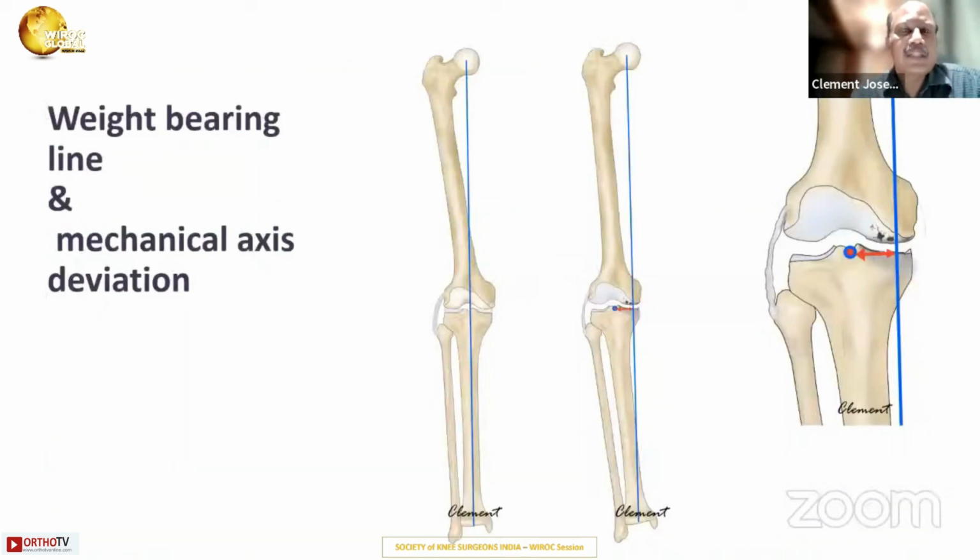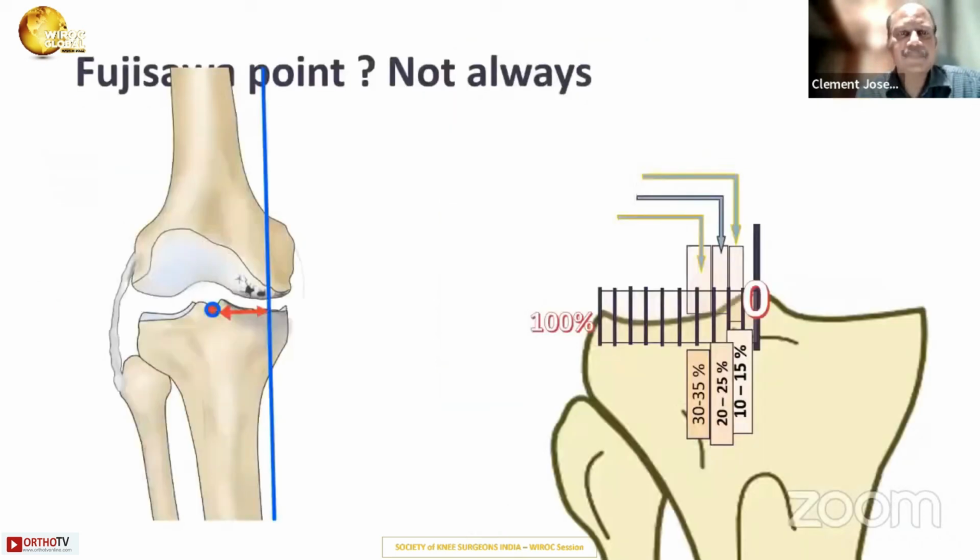Once again, from these X-rays, we should be able to calculate our weight bearing line and also the mechanical axis deviation. If it is more than 15 millimeters on the medial side and more than 10 millimeters on the lateral side, it is considered an abnormal mechanical axis deviation. And these knees will need correction, especially in the presence of arthritis and pain.